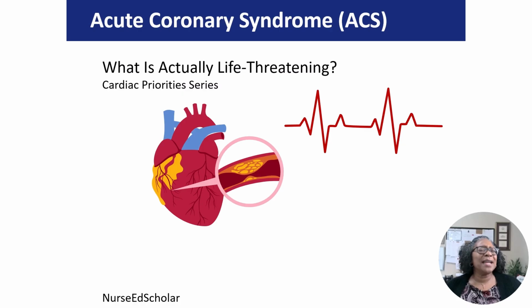So when you hear that term, acute coronary syndrome, what do you actually think? I mean, are you thinking ST elevation, troponin, MONA, or do I have to get a 12 lead ECG? Okay, but let me ask you something that's even more important. If a patient is having chest pain right now, what is actually life threatening?